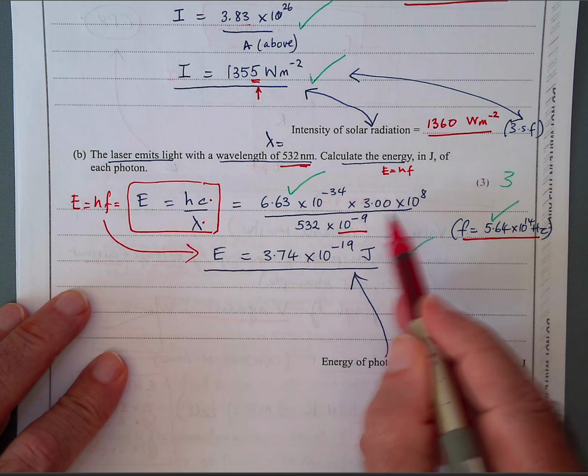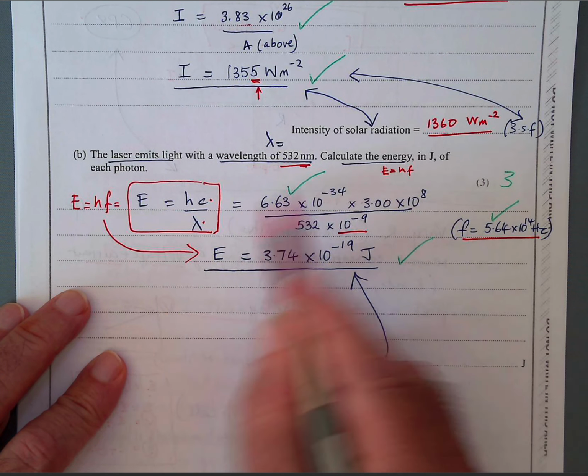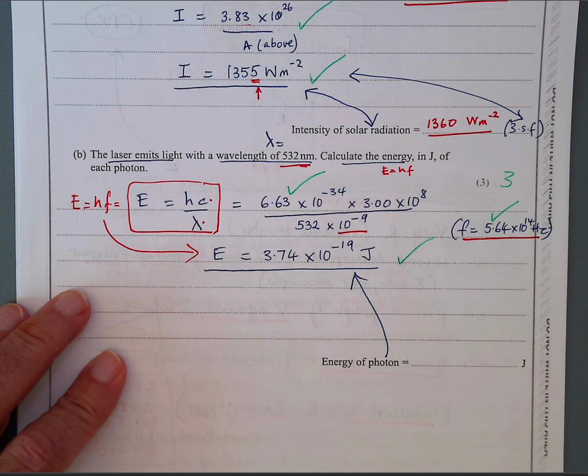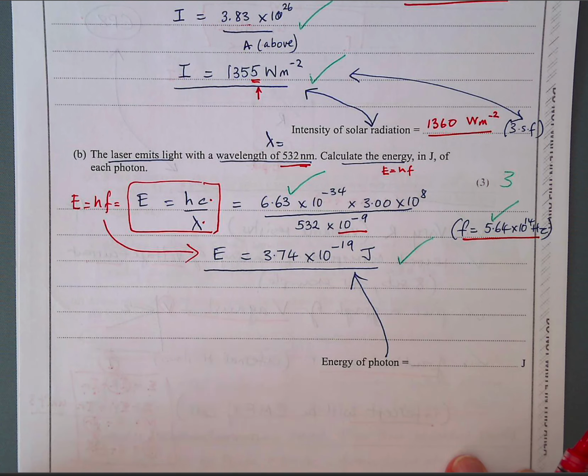So here's h, here's c, here's lambda. I did it all in one go. If you do that, you'll get an energy of 3.74 times 10 to the minus 19 joules. They could ask you to convert that to electron volts in another exam, so would you know how to do that? Think about it. We did it before the other way around.